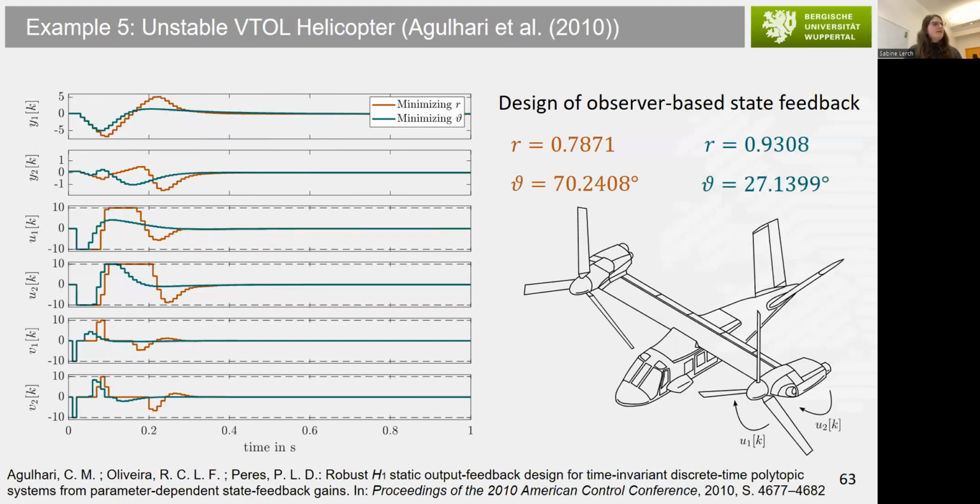And as a last example, I show here the unstable VTOL helicopter. And hereby we can massively reduce the damping angle from 70 degrees to 27 degrees. This increases the radius, but this was not delimited, so this is then okay. And in the trajectories, you see that there's less oscillation in the inputs and outputs, and also less overshoot in the inputs.